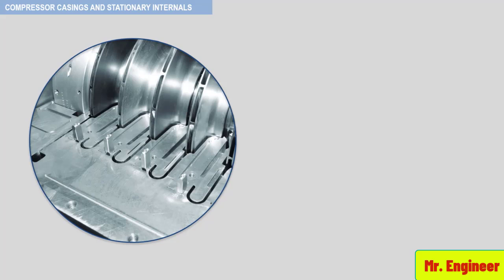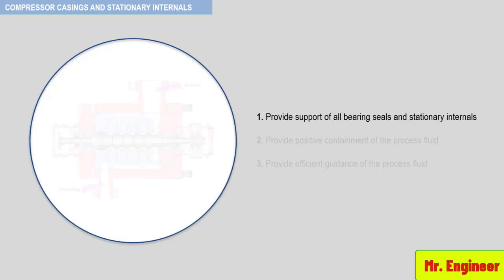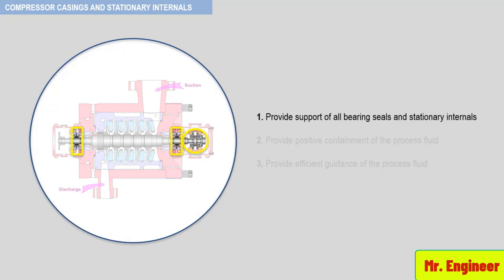The major functions of any compressor case, regardless of type, are to provide support of all bearings, seals and stationary internals, provide positive containment of the process fluid, and provide efficient guidance of the process fluid. Let's start with the first function. Often, the support function of the casing is not mentioned when stating the major casing functions. Excessive casing forces caused by the process piping or foundation can cause bearing, seal, and rotor failures.